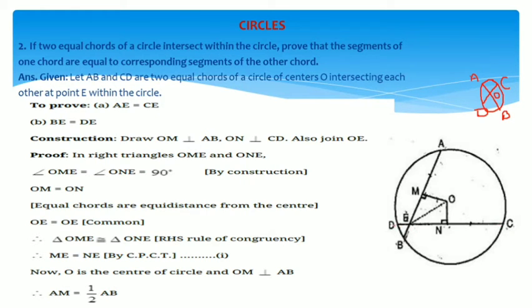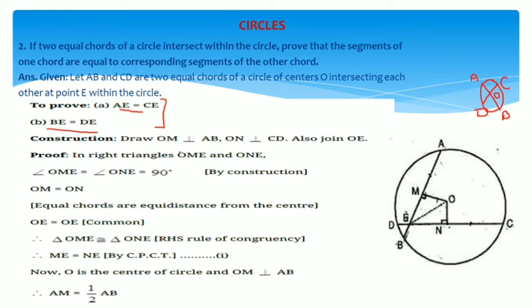So these are two segments of the chords, and what we have to prove is that these segments are equal. This means the bigger segment AE is equal to the bigger segment CE, that is our first part, and the smaller segment EB is equal to the smaller segment ED. So these two parts we have to prove here.